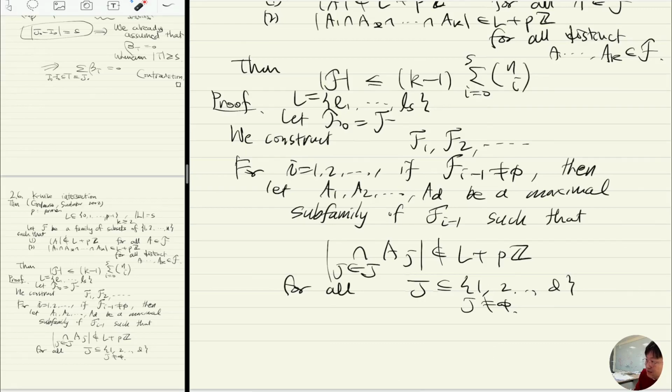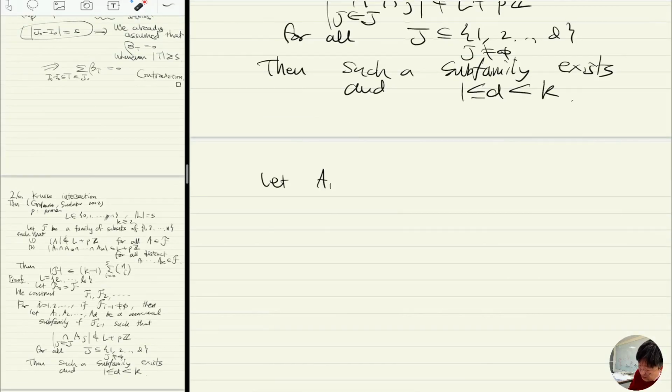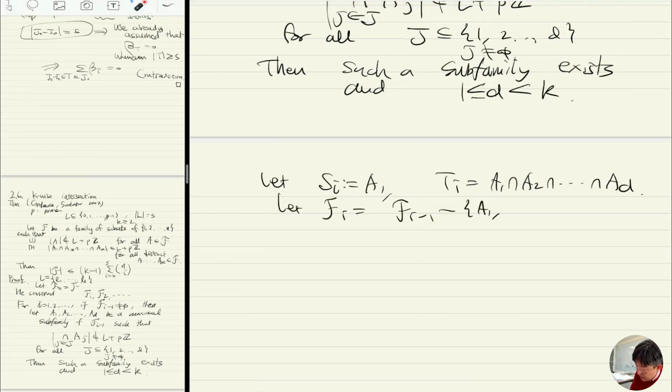Now, such a subfamily exists, and the cardinality of such a family is at least 1, and it cannot be k, because if you intersect k of them, then it will be inside L. Now let Si be A1 and Ti be the intersection of all of them, and let Fi be F(i minus 1) minus A1, A2, up to Ad. This is how we construct Fi.